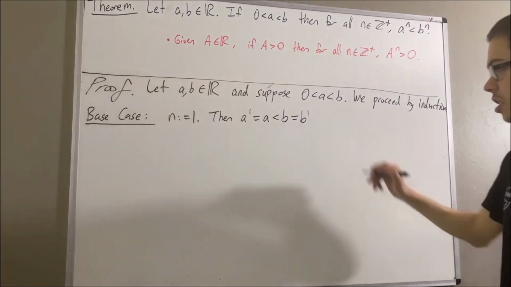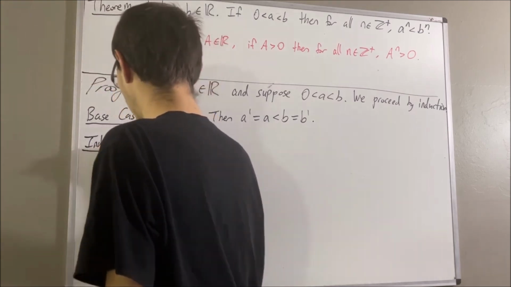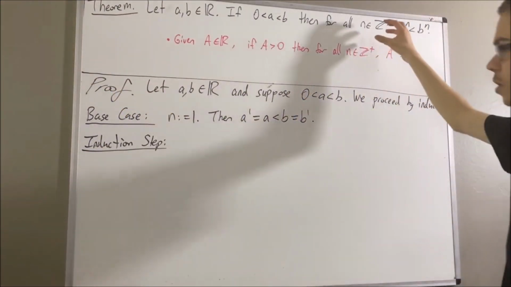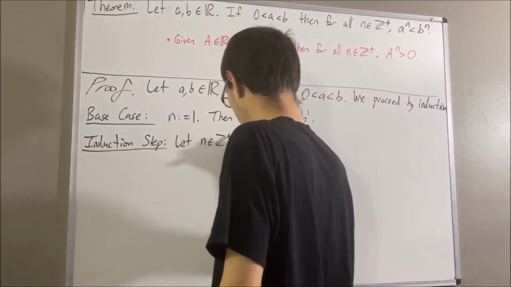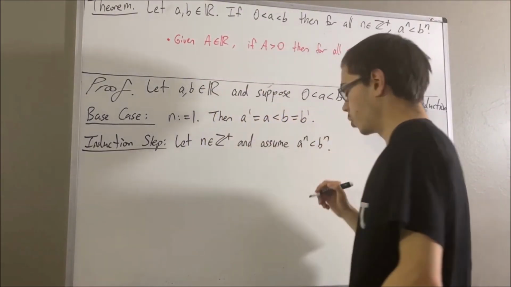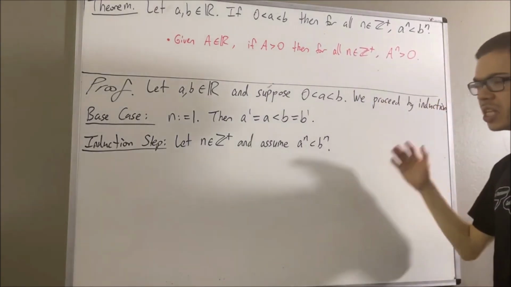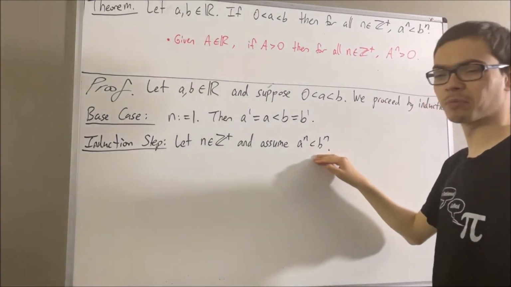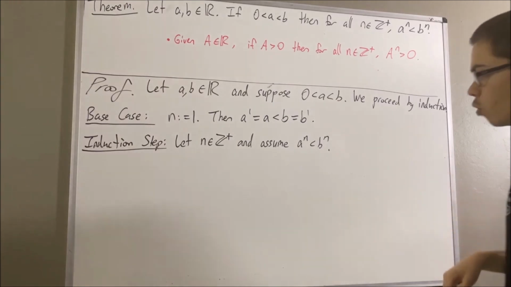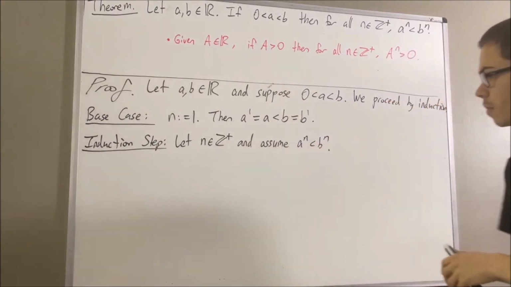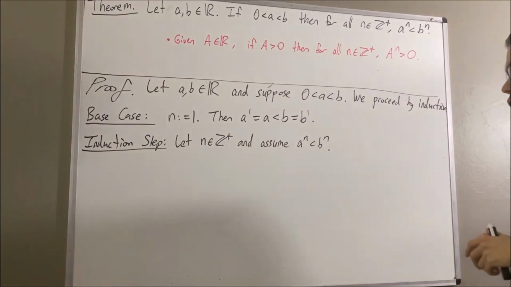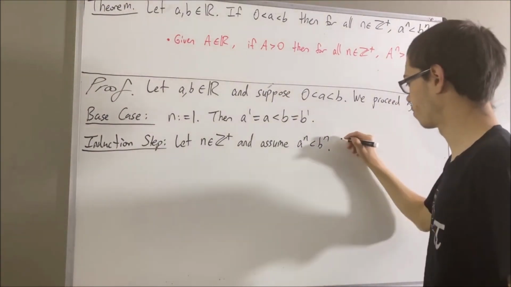Now let's move on to the induction step. In the induction step, we give ourselves an arbitrary positive integer n where this is true. And the whole goal of the induction step now is to show that this is also true for n plus 1. So really, we want to show that a to the power of n plus 1 is less than b to the power of n plus 1. Well, let's start out by writing a to the power of n plus 1.